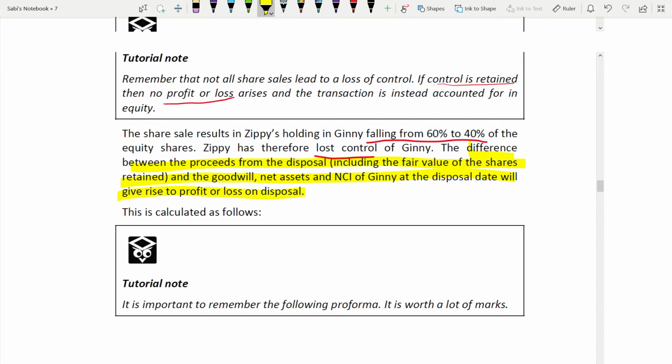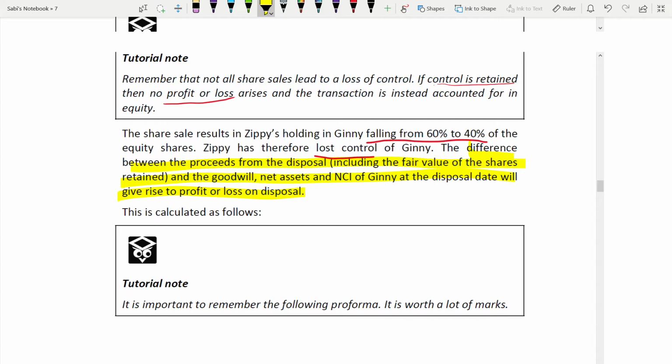Important thing. These are suitable calculations. Why? Because profit and loss on disposal will go where? In the profit and loss account only. So if any profit arises, any loss arises, you have to mention it. And because of this disposal of subsidiary, a loss or profit will arise. Okay. So now, they also said the difference between the proceeds from the disposal and also including, you have to include this. You have to add the fair value of the shares retained. You have the 40% shares, no? What is the fair value of those shares retained? That also has to be included to get profit or loss.